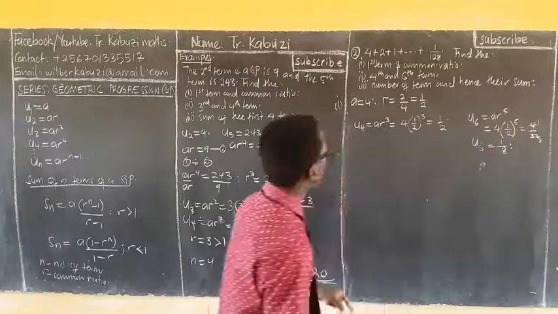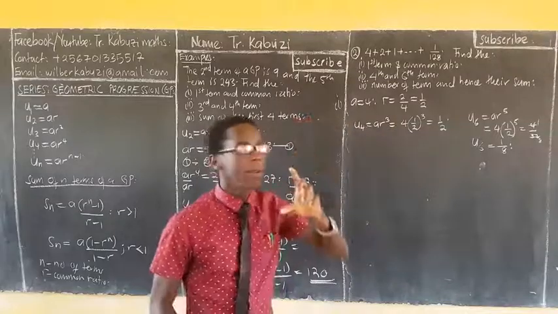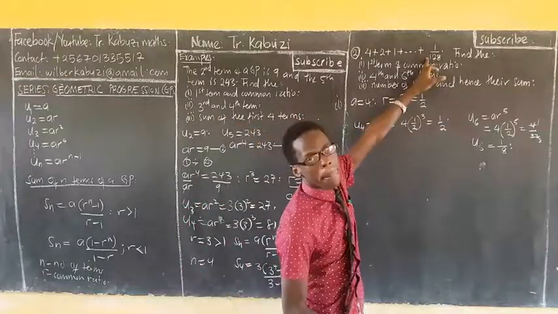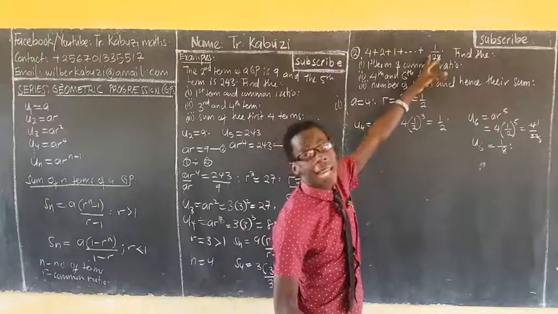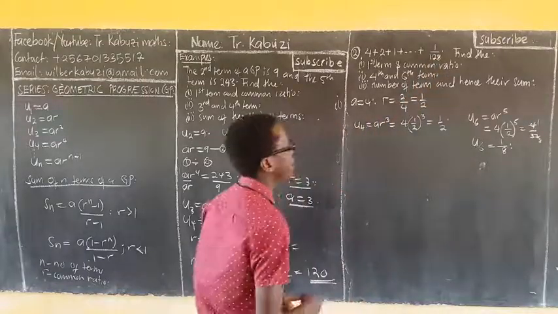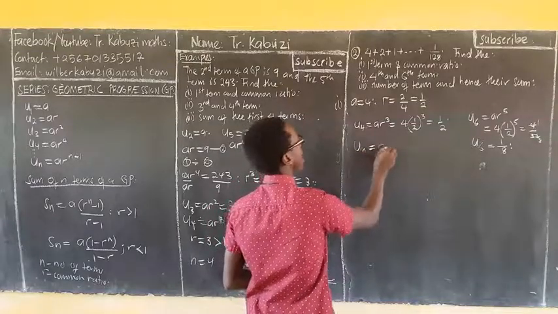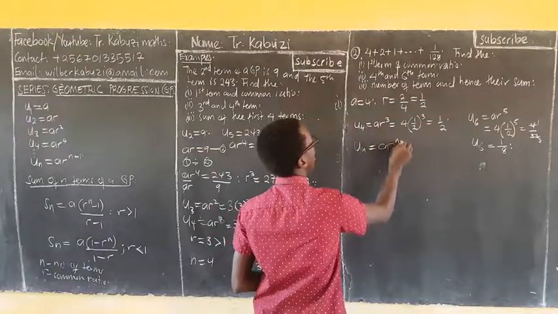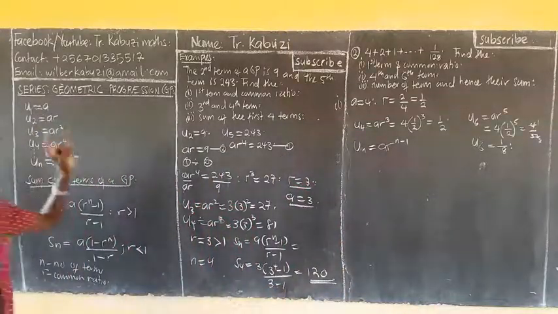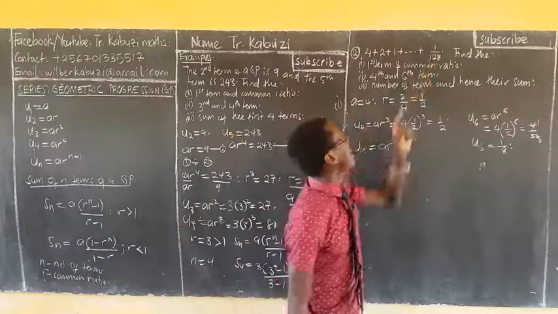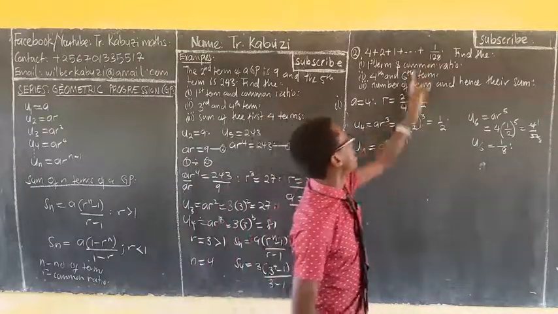Now I want you to get the number of terms. This series is ending at this term, so it's finite, and I have the nth term, the last term. The formula for the nth term is given by ar^(n-1). That's how we get our nth term. In this question, I'm given the nth term, so now we just simplify it.